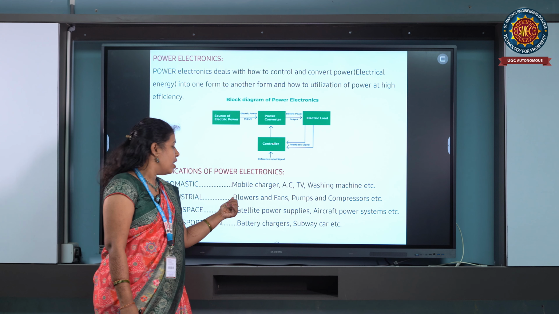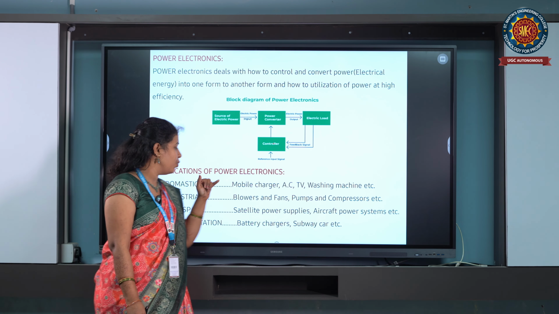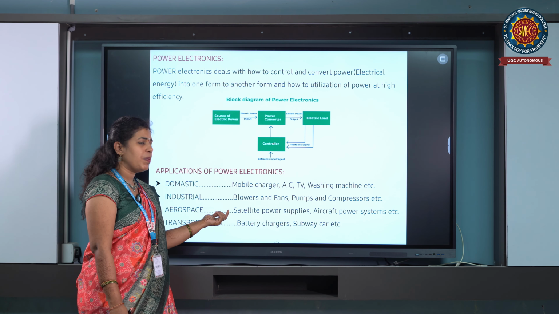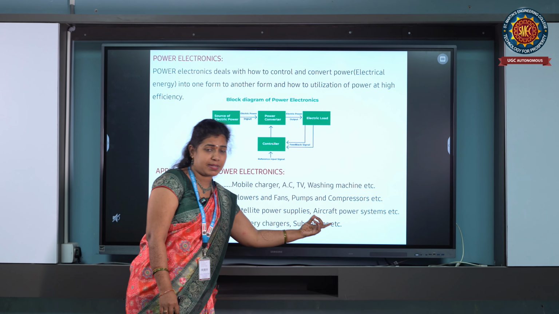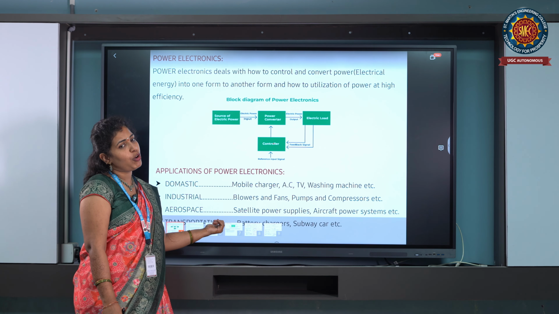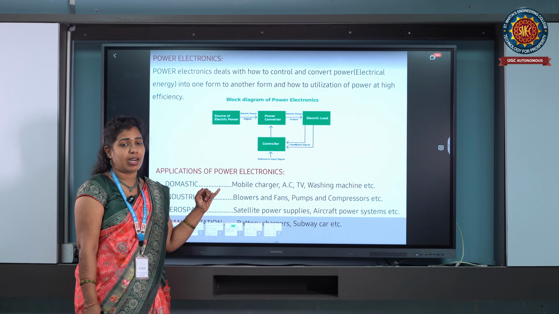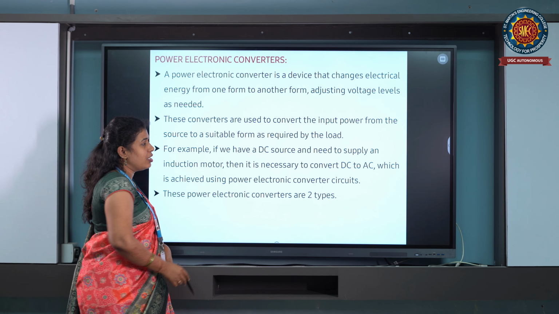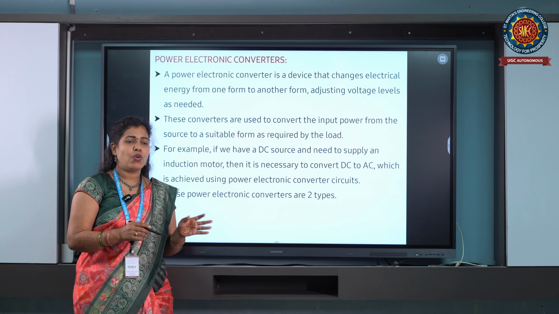In industries, to run blowers, fans, pumps, compressors, etc., we use power electronic devices. In aerospace, to give power supply to satellites and aircraft systems, we use power electronics. And in transportation, we all know battery chargers and subway cars; in all of that also we use power electronics. So by using power electronic devices, we are going to convert power.